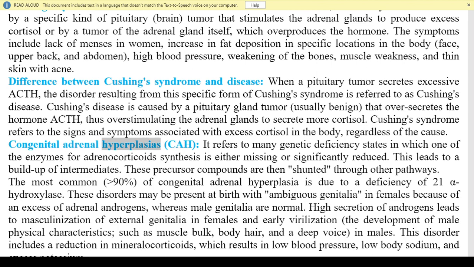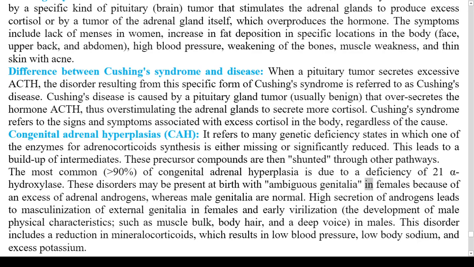Congenital adrenal hyperplasias, CAH. It refers to many genetic deficiency states in which one of the enzymes for adrenocorticoid synthesis is either missing or significantly reduced. This leads to a buildup of intermediates. These precursor compounds are then shunted through other pathways. The most common, 90%, of congenital adrenal hyperplasia is due to a deficiency of 21-alpha-hydroxylase.